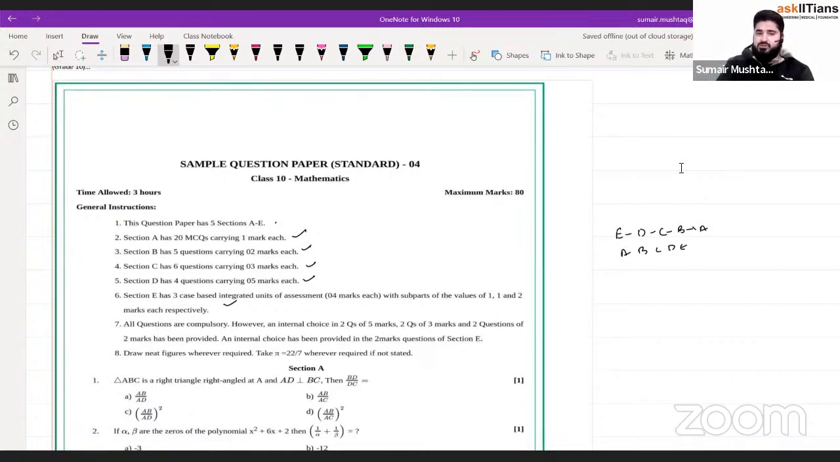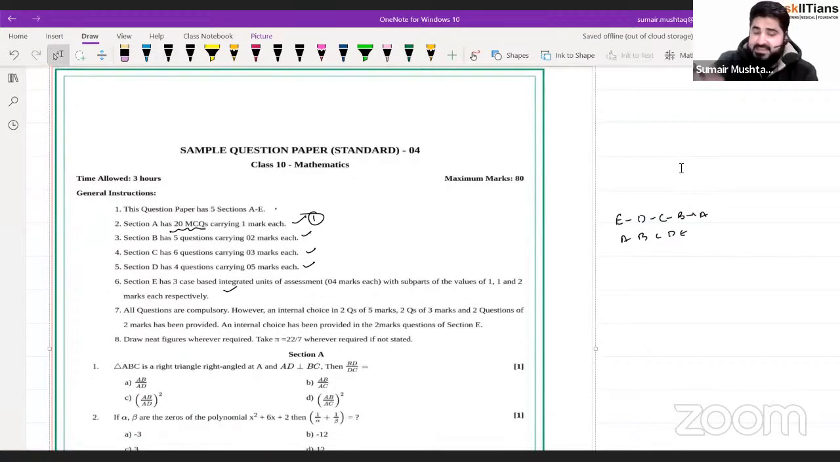Since you know these MCQs, the 20 markers, carry 1 mark each, I can say this is like a win-win situation for you. Suppose at the end the time is not permitted for you. If you start with section A and reach section E, there is a possibility that the time will be very minimal, and you may make a mistake in this case.